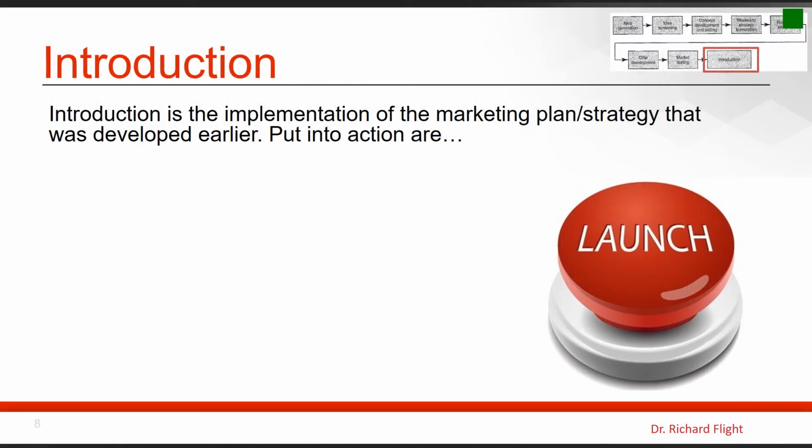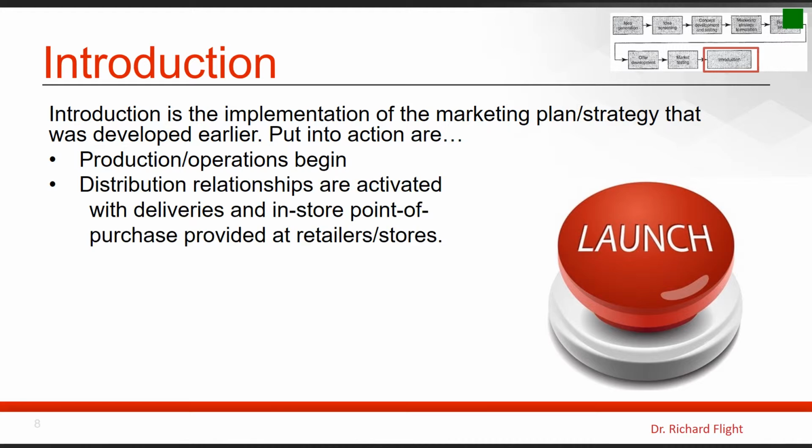launch. Finally, we do introduction. We actually press the launch button. We implement the marketing plan and the strategy. We put into action operations. We actually produce the product. We execute our distribution strategy. So we have distribution relationships like with stores. We do point of purchase announcements. We do in-store activities with retailers. We actually ship our product.